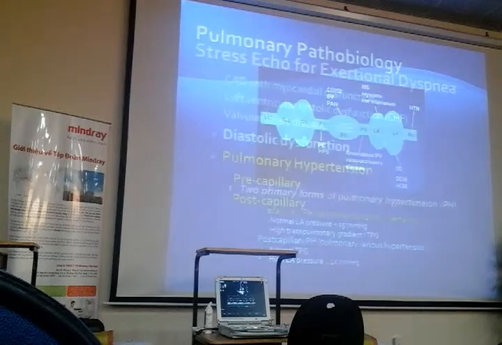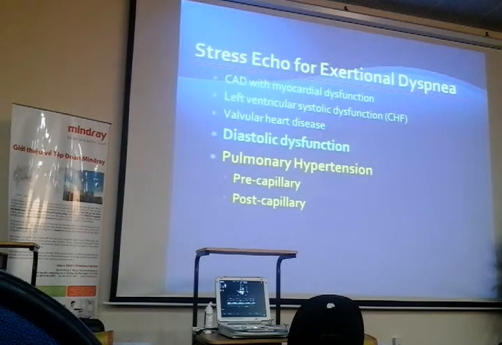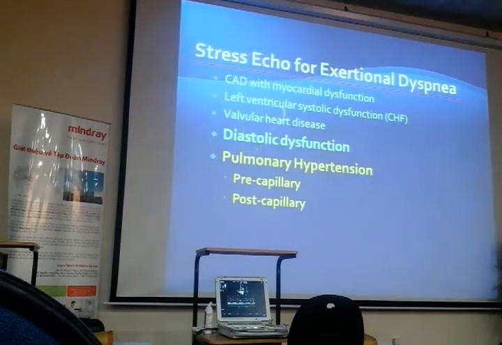So using the same color scheme, the pulmonary venous hypertension would include any of the left-sided heart disease, including diastolic dysfunction, and the ones with pulmonary arterial hypertension in the yellow can be pre or post capillary. But the two that I'll focus on are going to be stress testing for diastolic dysfunction, because we talked about valvular heart disease already, and then stress testing for pulmonary hypertension.